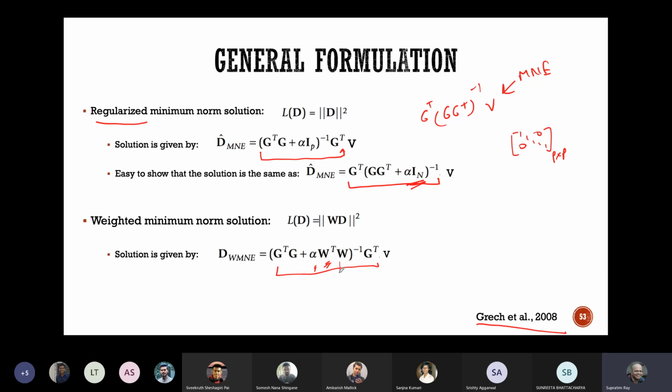But once you have this, you could pre-compute the whole thing here, because G is known, W is known, alpha is known. You just pre-compute this, and then when I give you a voltage vector, you will get an estimate of the dipoles.